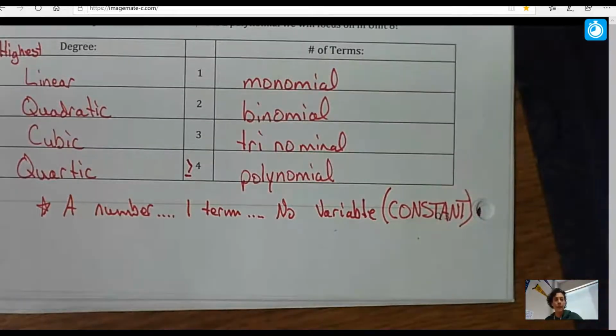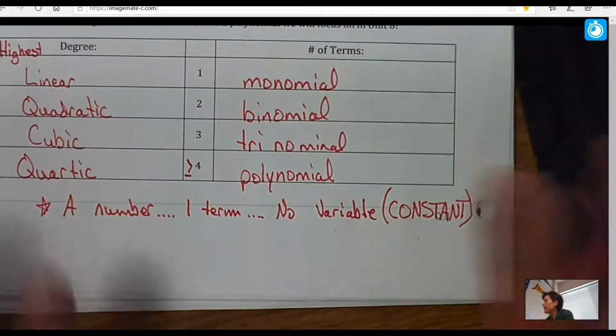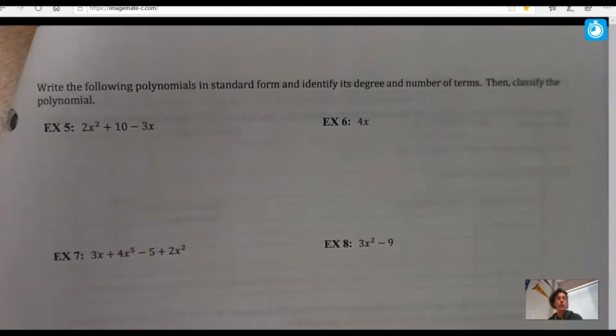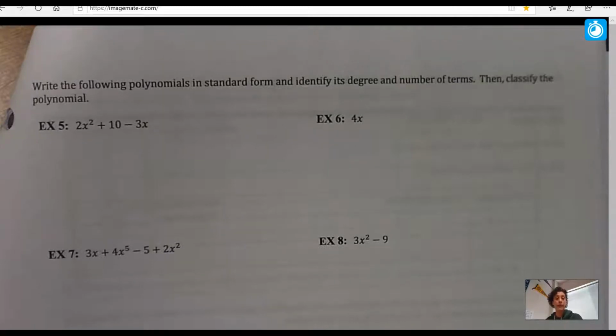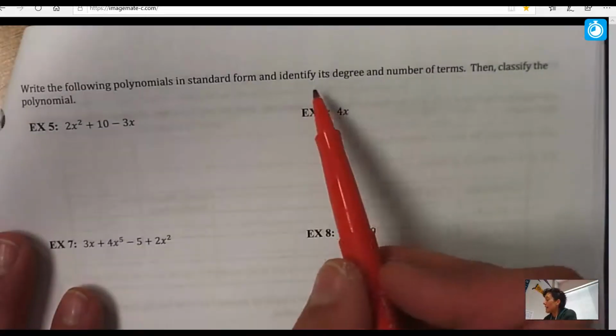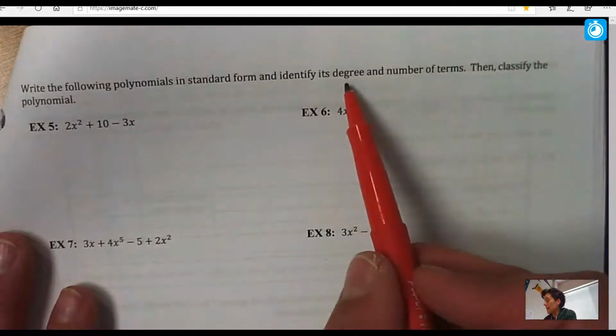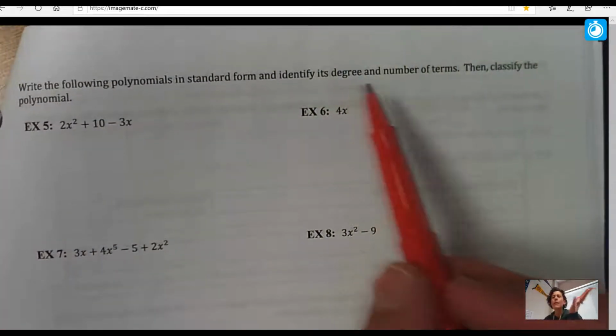Okay, so just something to keep in mind. All right, let's move on to the next page. So what we're going to do, all on its own, is we are going to now classify these. So we will write it in standard form if it's not, and then we're going to classify it. So think of it as giving it a first name and a last name.